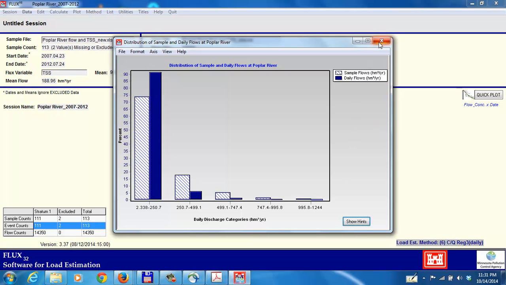So one might say that, well, maybe we need to take here more sample flows, let's say in the low range, so that we get a better representation of the low flows, more representation of the flows in this range, and also here. In the higher flows, it appears to be that there's a better comparison between the sample flows and the daily flows.